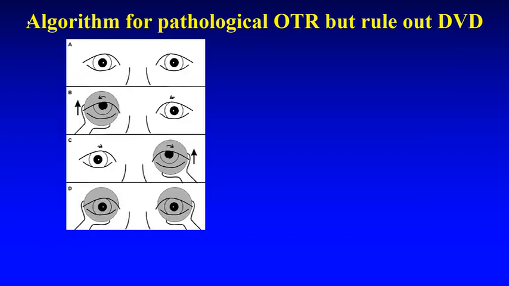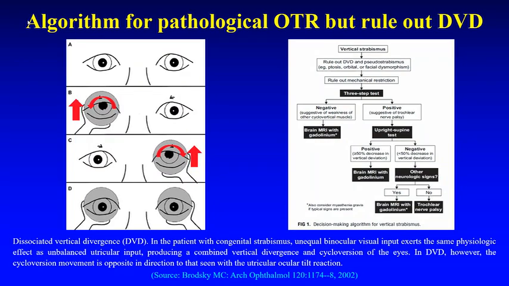So, the algorithm for pathological OTR, but to rule out dissociated vertical divergence. Dissociated vertical divergence doesn't follow the rule. In patients with congenital strabismus, unequal binocular visual input exerts the same physiological effect as unbalanced utricular input, producing a combined vertical divergence and cyclotorsion of the eyes. In DVD, however, the cycloversion movement is opposite in direction to that seen in the utricular tilt reaction.